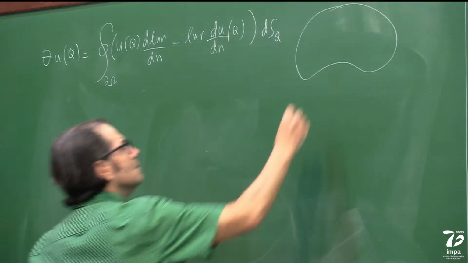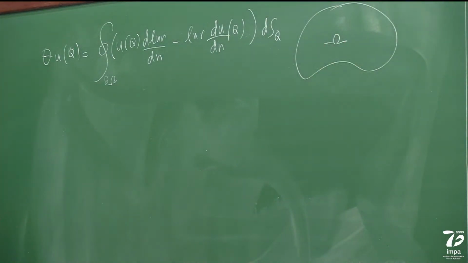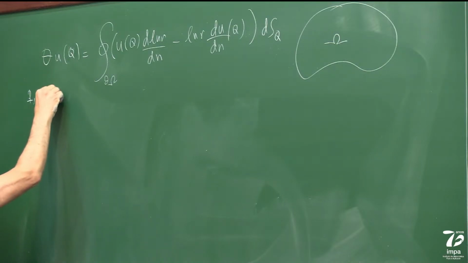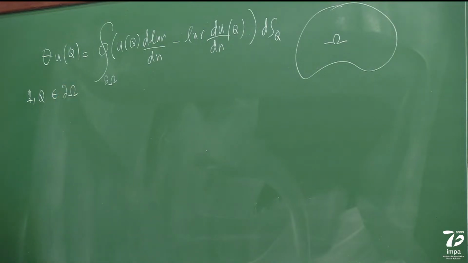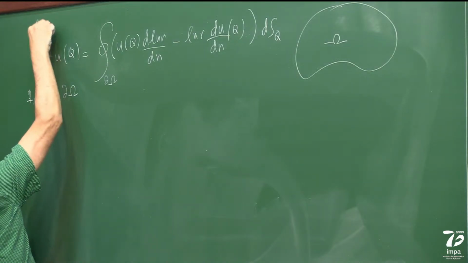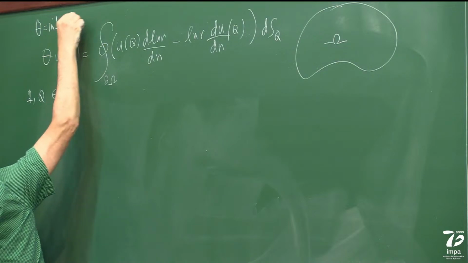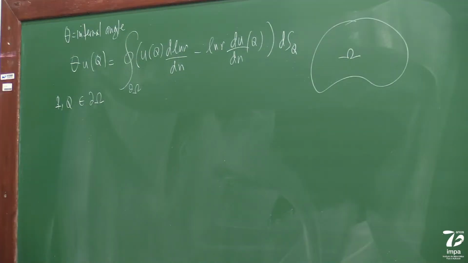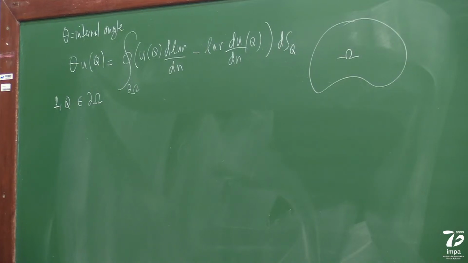Okay, so this is our domain. And here we have P and Q on the boundary. Now, up to now I'm just copying that formula over here, right? And therefore, theta, let me just put it like this, is the internal angle, which would be pi if the boundary is smooth. So how do I solve this now?